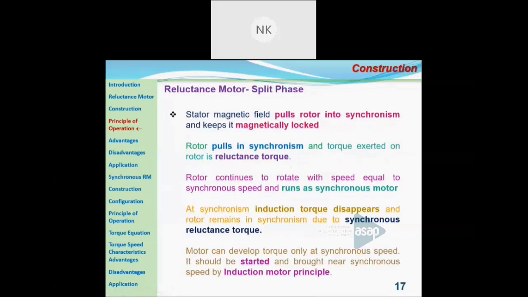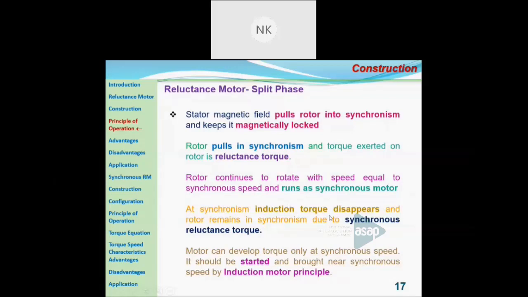Normally, there are two torques, one fundamental torque and the reluctance torque. But in this case, since you do not have any DC field winding, only reluctance torque will be there. That reluctance torque is due to the variable reluctance principle. So the rotor continues to rotate at the synchronous speed of the rotating magnetic field, as in the case of a synchronous motor. So at synchronism, the induction torque disappears.